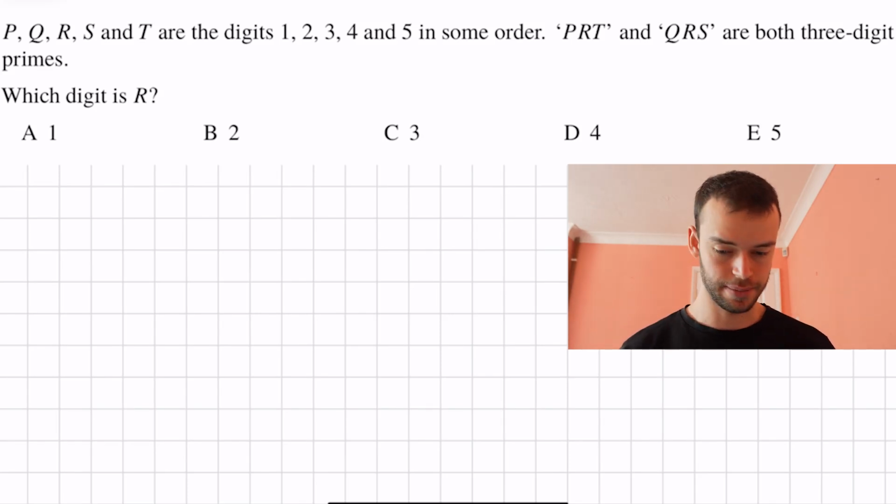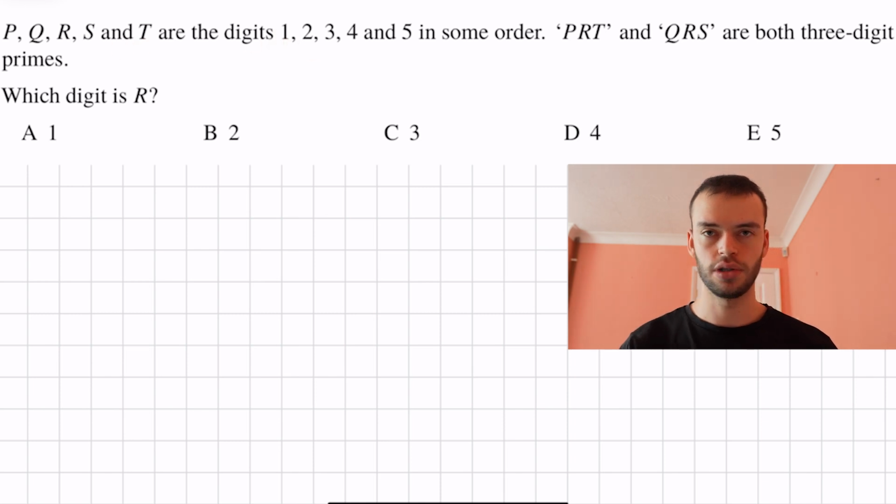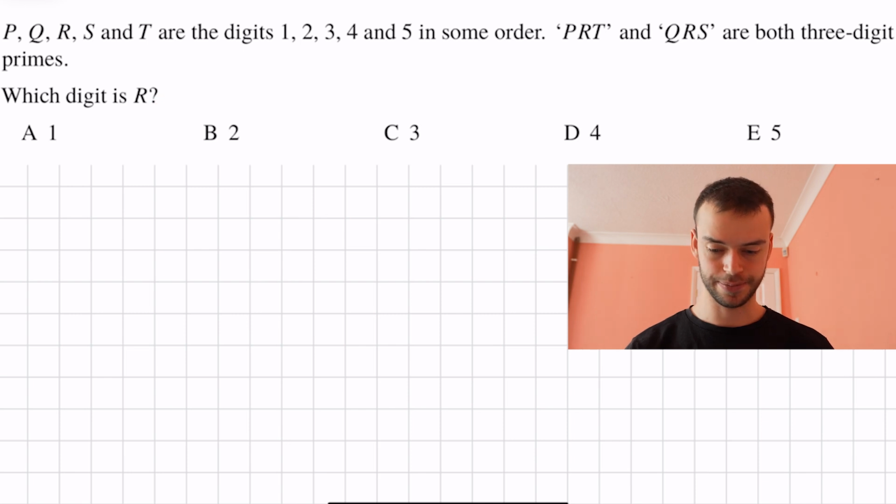Let's have a read of it together. So P, Q, R, S, and T are the digits 1, 2, 3, 4, and 5 in some order. PRT and QRS are both three-digit primes. Which digit is R? Okay, interesting question.